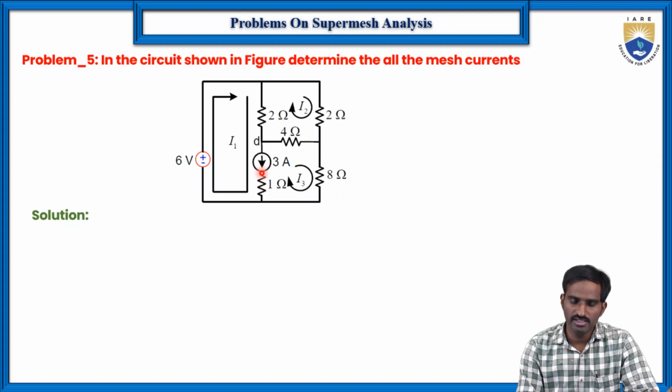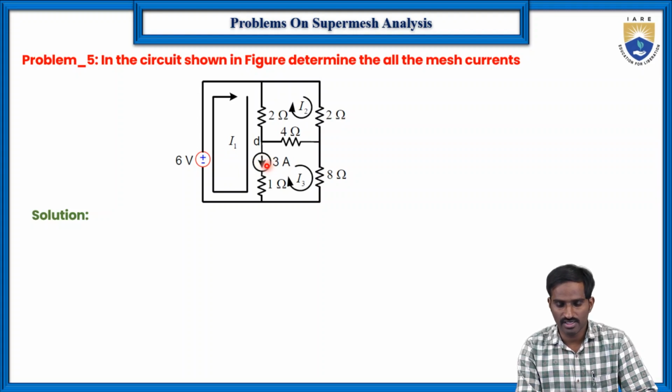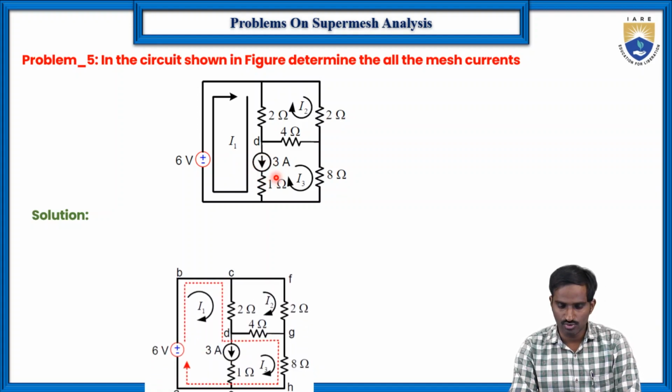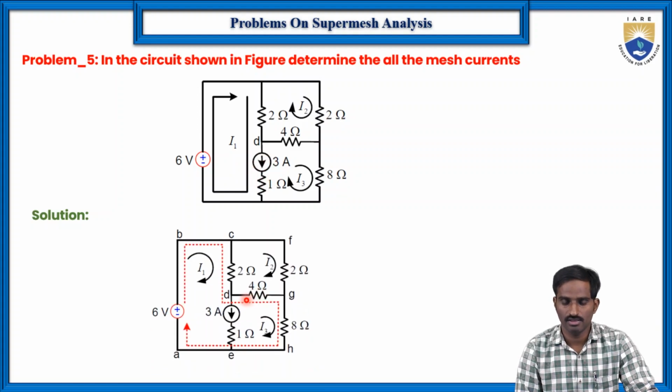Okay. Then in this case also, we will apply the super mesh. Because, of course, a current source in series with a resistor is also not a problem. But if it is a current source in between these two loops, then you must go for the super mesh analysis. The super mesh is like this, because here it is in between loops 1 and 3. So that's why you must make a super mesh by using loop 1 and loop 3.